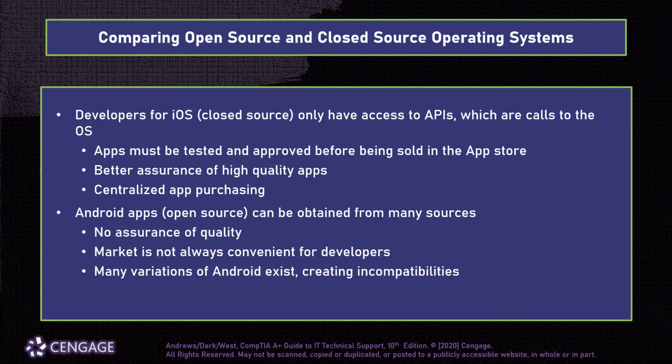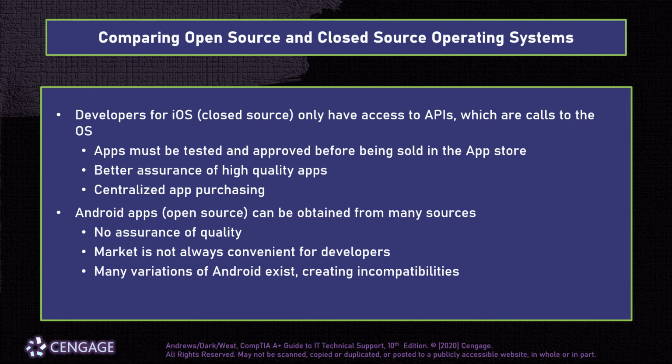And that means that we can also make sure that the app calls that are being made are not susceptible to being intercepted or leveraged for privilege escalation or things like that. Open source apps are a little bit less restrictive, and also that means that there's no assurance of quality.